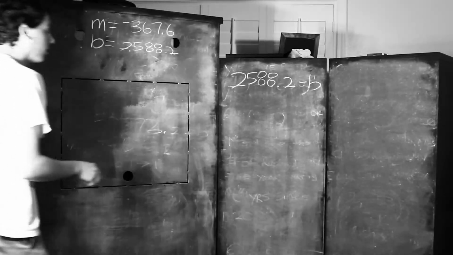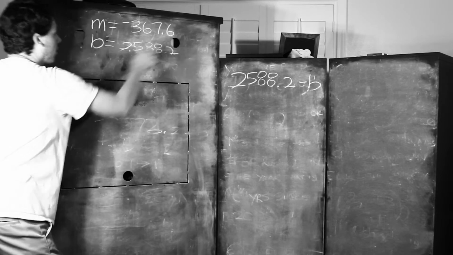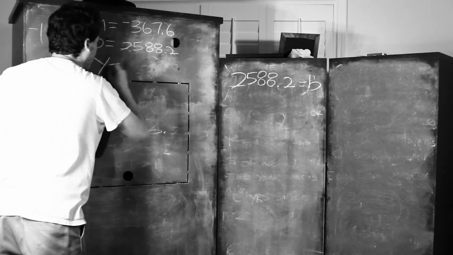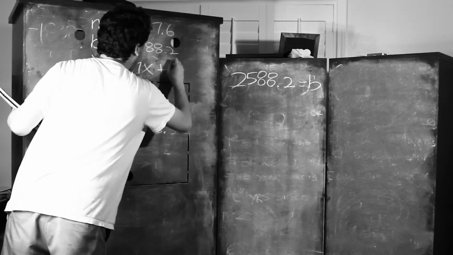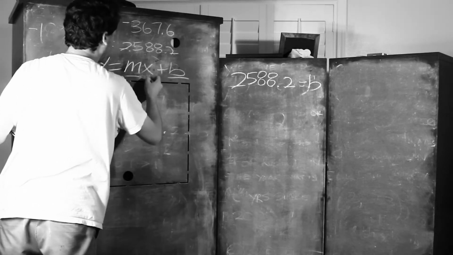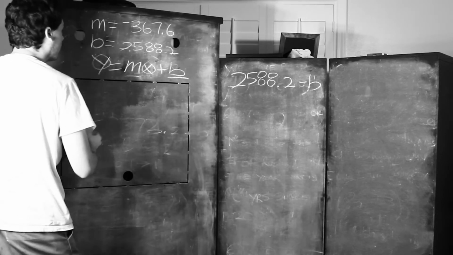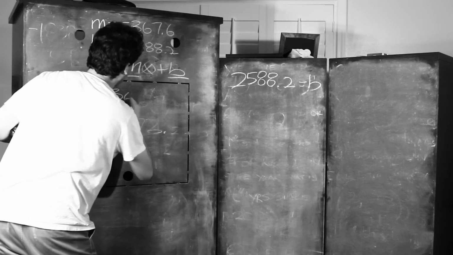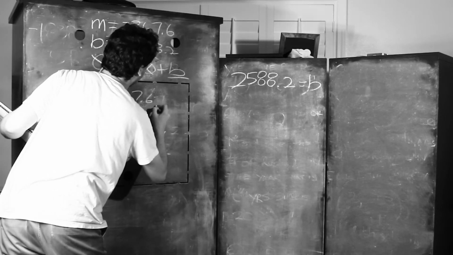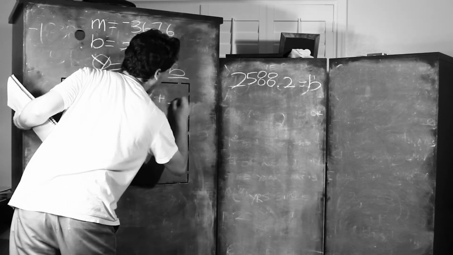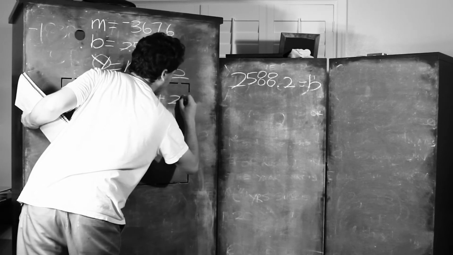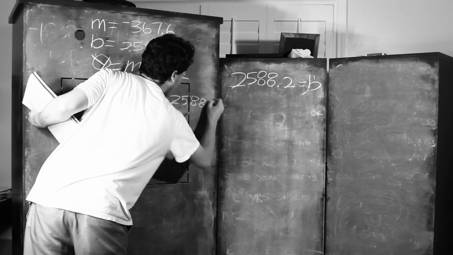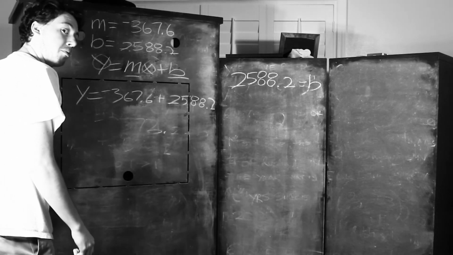Okay, so now we have found our slope, we have found our y-intercept, we simply plug and play. y equals mx plus b. We know these are our variables here and here. So, simply plug in and find y equals negative 367.6 x plus our magic number b, 2588.2. And that is how you solve number 3 from section 2.2.